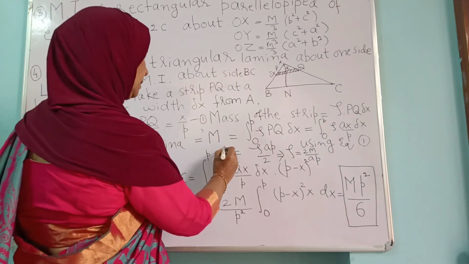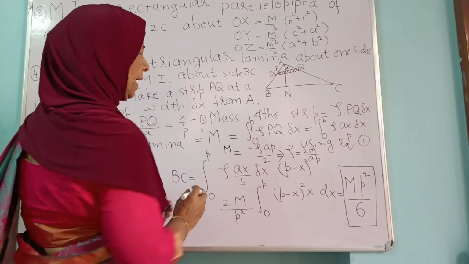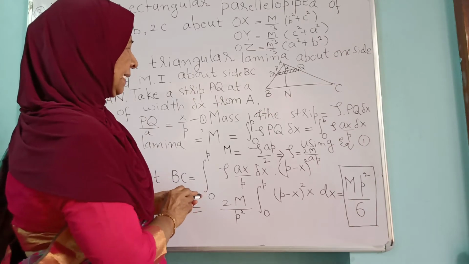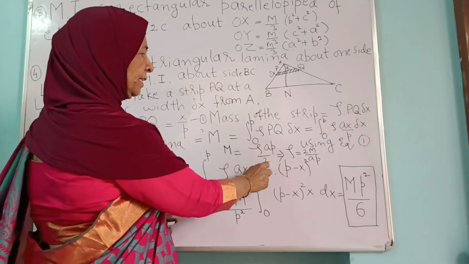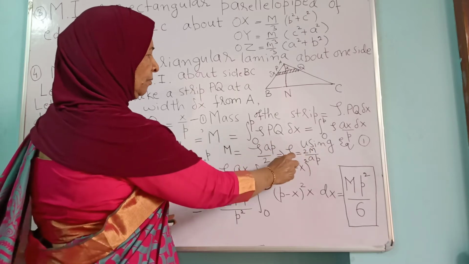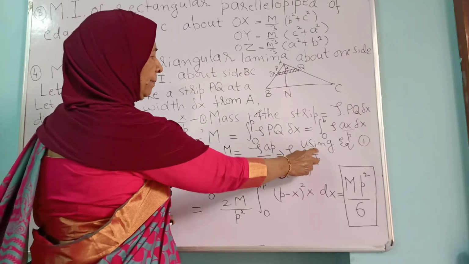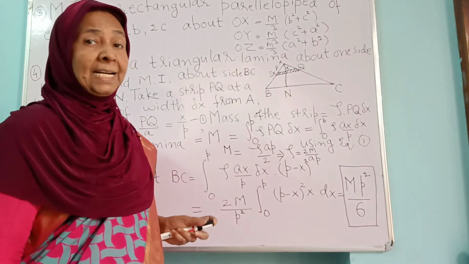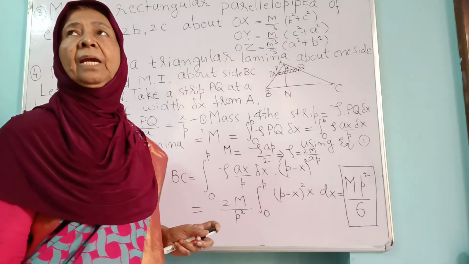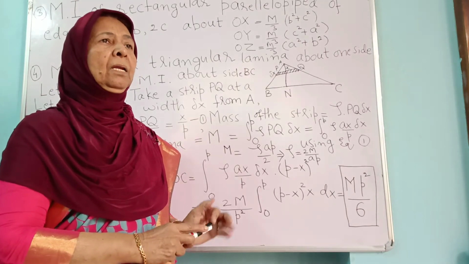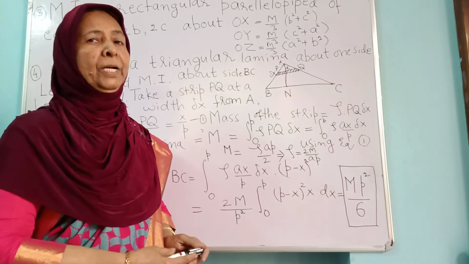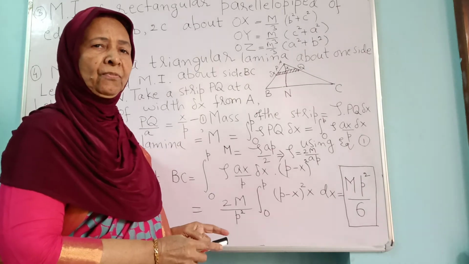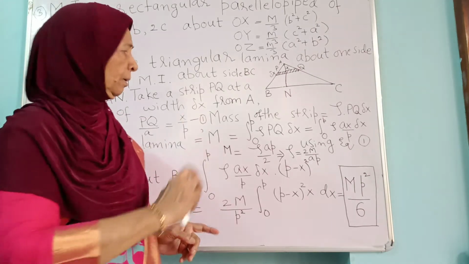This total mass is coming as rho a p divided by 2. So cross multiplication will give you the density as 2M divided by a p. Is that clear? So this is the first thing we will be doing in all the questions of moment of inertia. First we will calculate the density in terms of the mass of the given body.